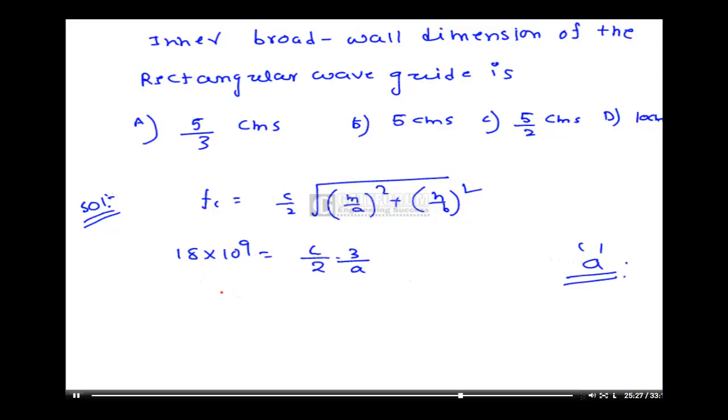If you simplify this, 18 into 10 power 9 is equal to 3 into 10 power 10, because if you observe the options, all of them are in centimeters. That's why I am also using 3 into 10 power 10 by 2 into 3A.